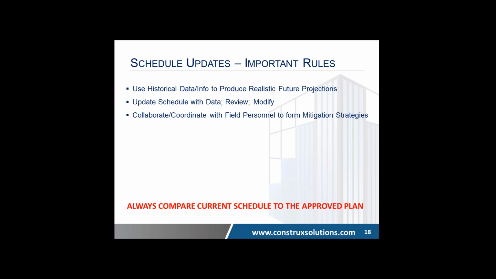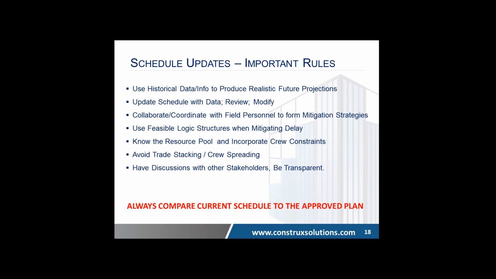Important rules. This is kind of going through what we just talked about. Use historical data to produce realistic future projections. Update the schedule with that data, review and modify. So once you update your schedule, you get your realistic future projections, you see what your future critical path is, what your future end date is, and any impacts to the original plan or end date. You review that, and then you modify.